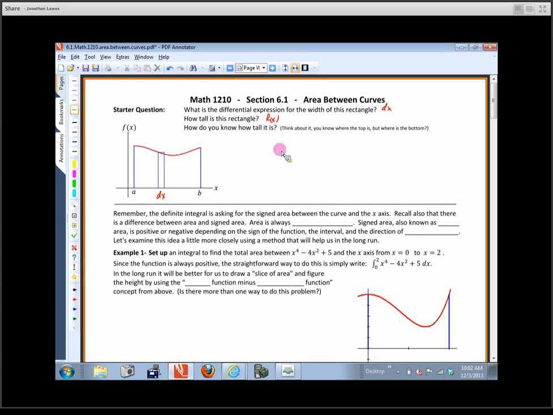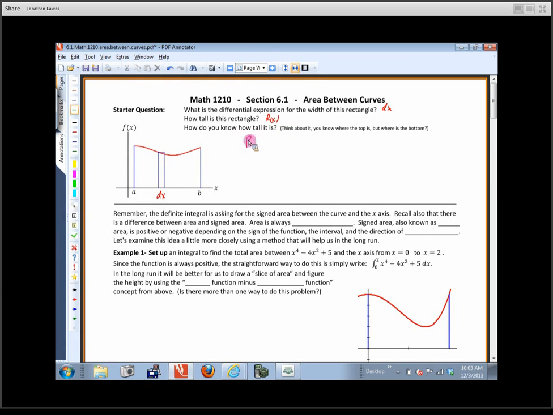Why can you say the height of that rectangle is the function value at that point? Why is it not something else? Why isn't it taller than that? Why isn't it shorter than that? Is it just because we always have the function with the origin, so it's always on the x-axis? That's always the bottom. Okay, the key right there is the x-axis. The bottom is always the x-axis. So how do you know how tall it is?